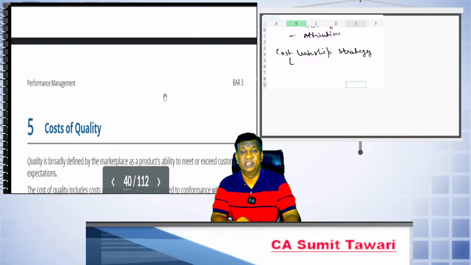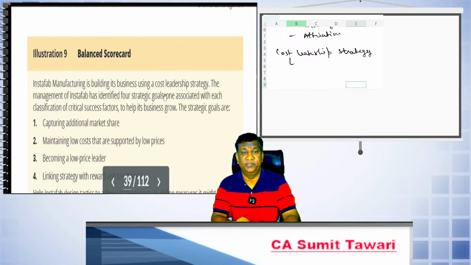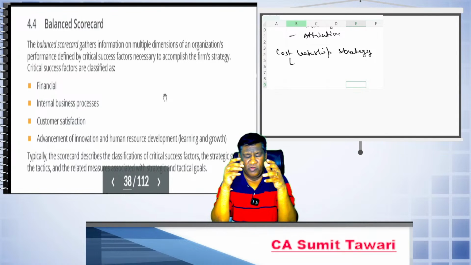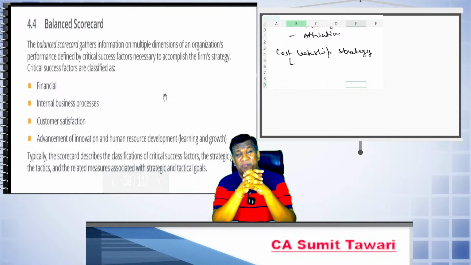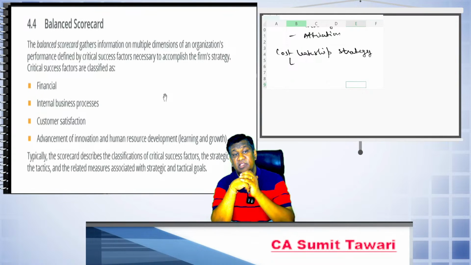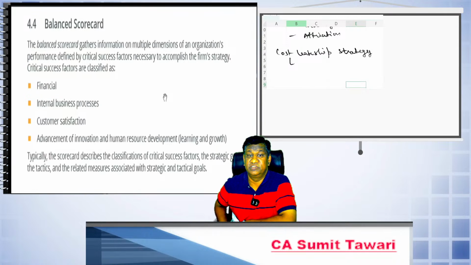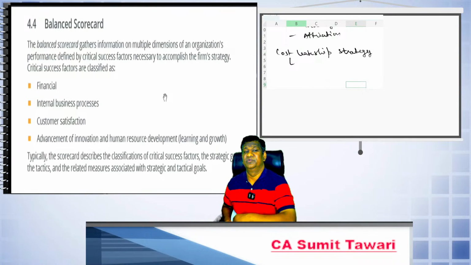So this is basically the balanced scorecard. Generally, the KPIs which we keep, we bifurcate into these four components: the financial component, internal business processes, customer satisfaction, and advancement of innovation and human resources. That you need to keep in mind.